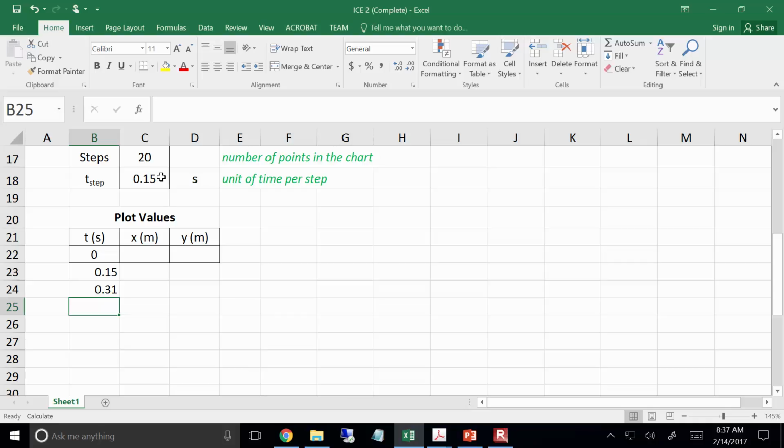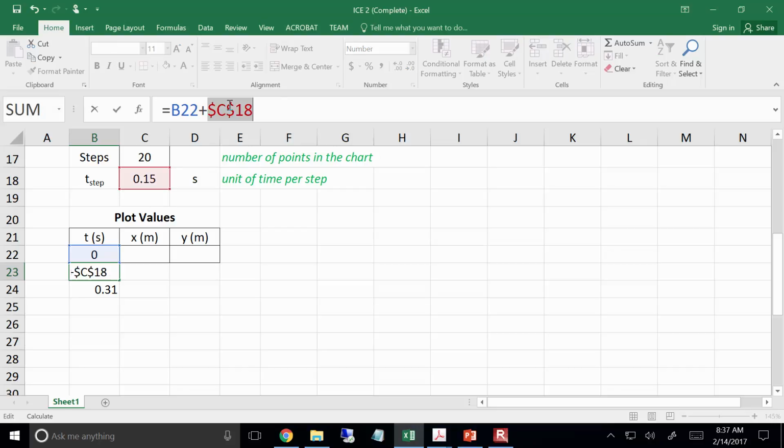Okay? I'm lazy. I want to copy and paste all these cells down. What's the problem with the way I've entered the formula so far? I didn't lock something, right? Which one do I need to lock? C18. I need to lock that step. So let's go back to this original formula, and let's hover over the C18. And remember, what's my little keyboard shortcut? F4. Bam. Now I can take this, and I can drag it down.